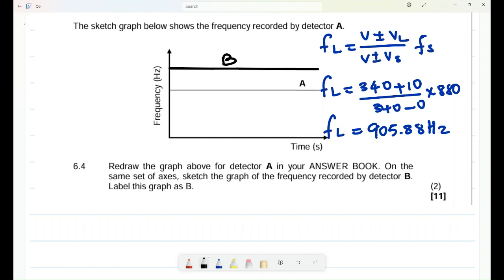I'm done. That is 2 marks. This is your understanding: if it was moving away, it would come at the bottom. But for this case, this is our 2 marks.